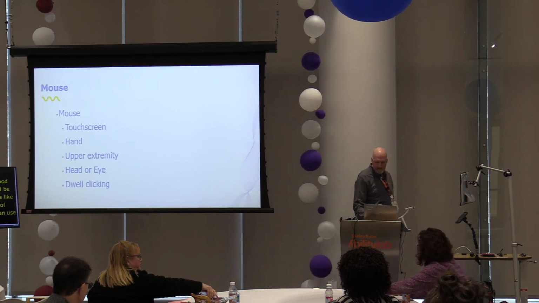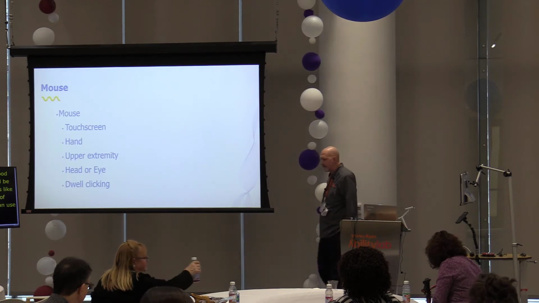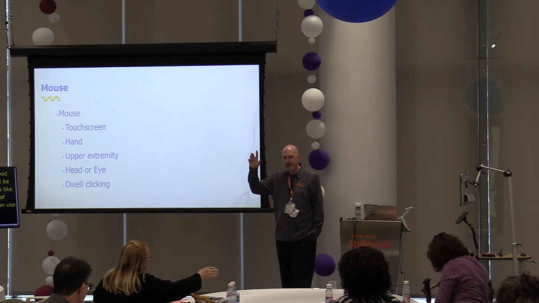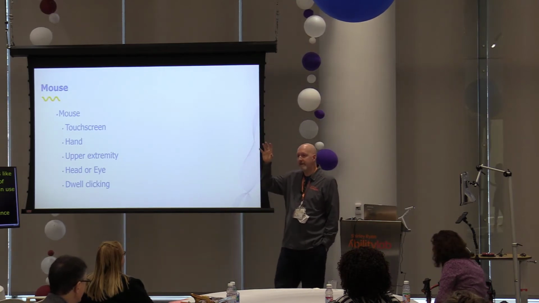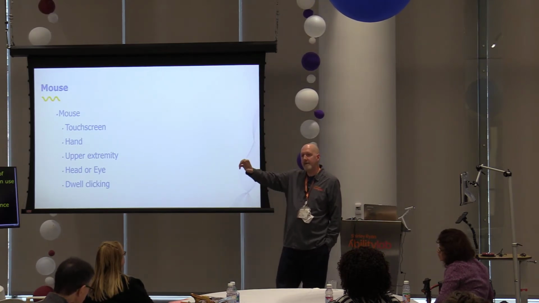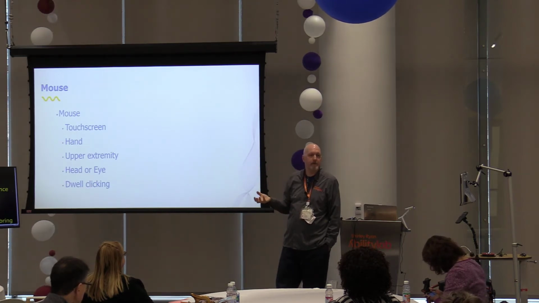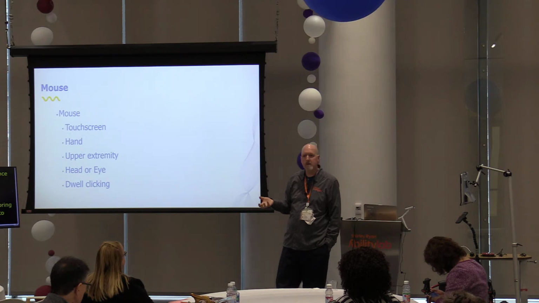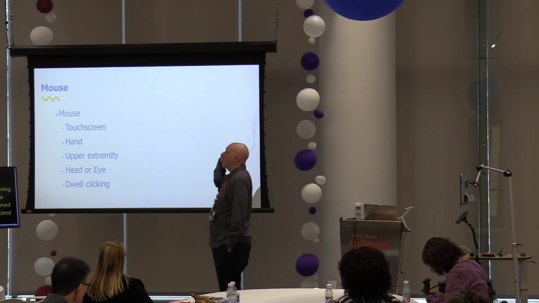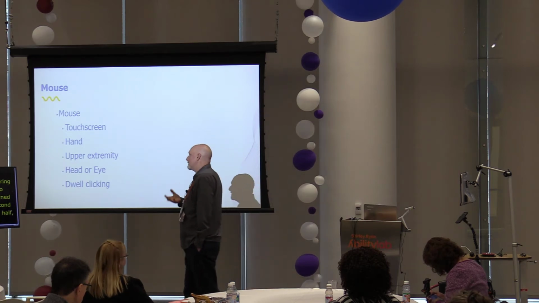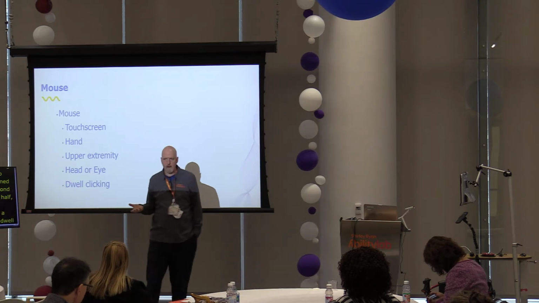Dwell clicking will often make a big difference to people. Dwell clicking is just where, rather than physically clicking the mouse, I bring the mouse cursor to wherever it is that I want to click, and I hover for a predetermined length of time. That might be 1 second, might be half a second, might be a second and a half, whatever. Software will automatically send a click. So that's what I mean by dwell clicking, and I might use that with all of these different types of mouses.